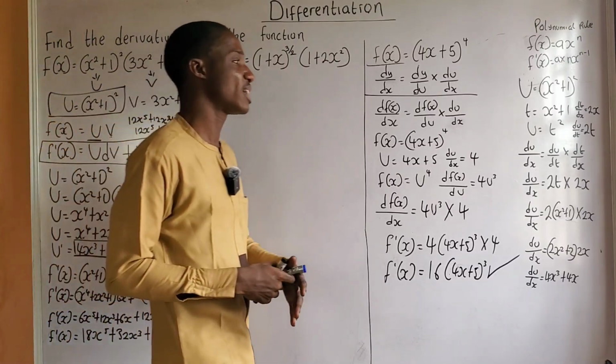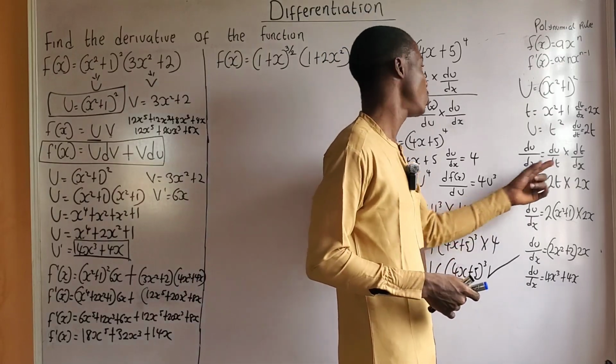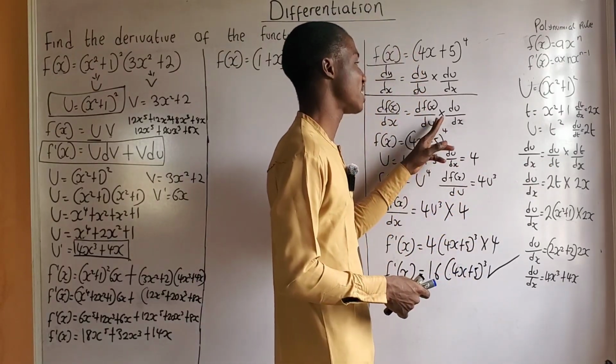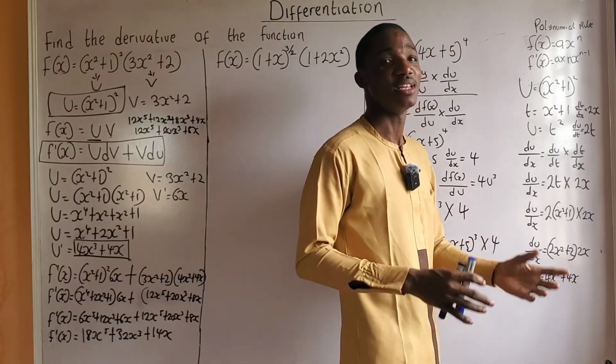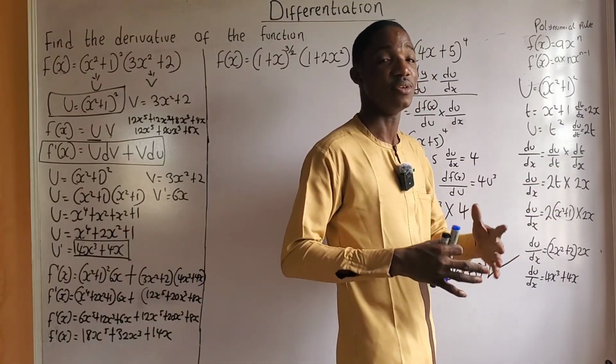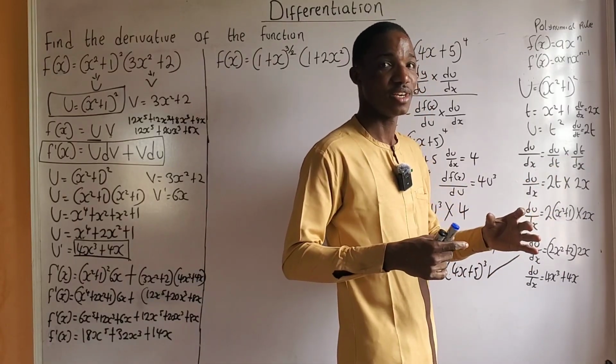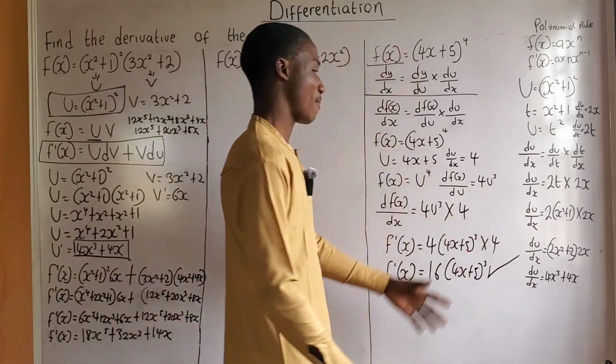Now, you might be wondering that according to this formula, I said it is du over dx, I use the df over du here times du over dx. Then in this place, I use du over dt times dt over dx. The formula is still the same. Are you getting what I'm trying to say? The variable is what changed. Do you understand? The formula is still the same. So take note of that.